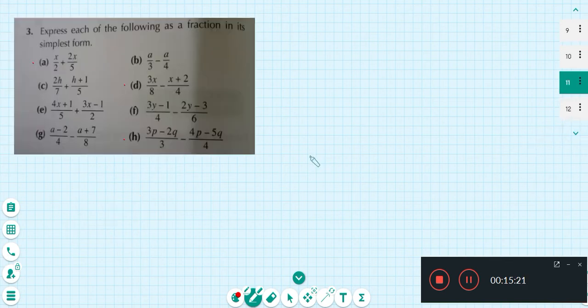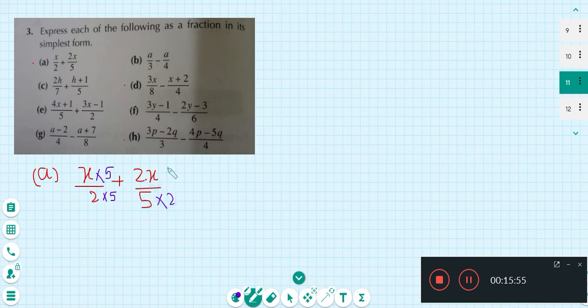Alright, next question. Question number 3. Express each of the following as a fraction in its simplest form. So I'm doing part A first. So we have to convert these two fractions to a single fraction. You can see that denominators are 2 and 5, so their LCM will be 10. So I'm multiplying 2 by 5 in order to make it 10. Similarly, I'll multiply 5 by 2 in order to make it 10. So LCM is 10.